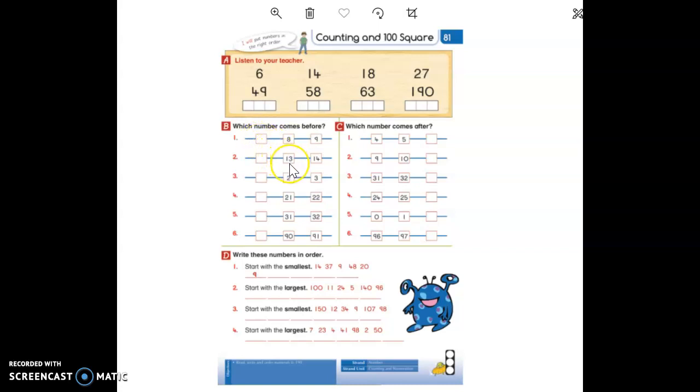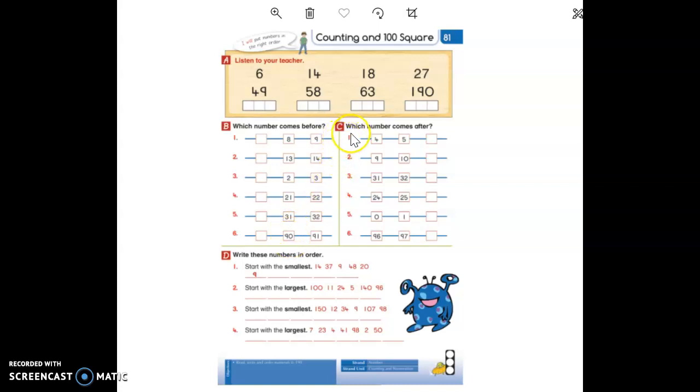You have to work out what number comes before 13 and write it in this box. What number comes before 2? What number comes before 21? What number comes before 31? And what number comes before 90?